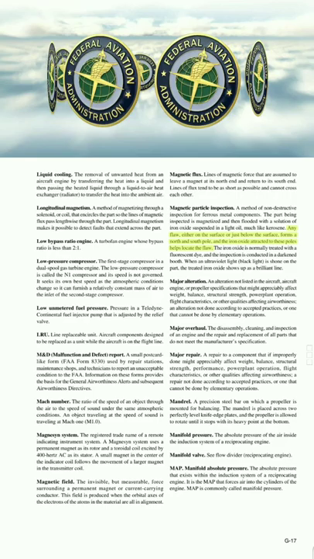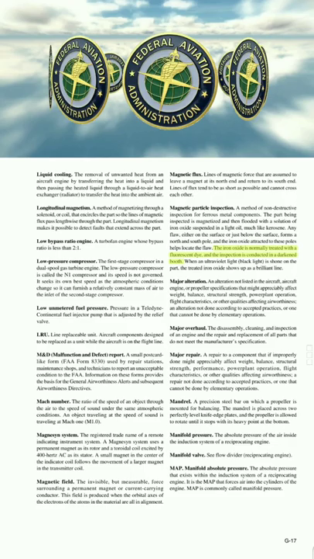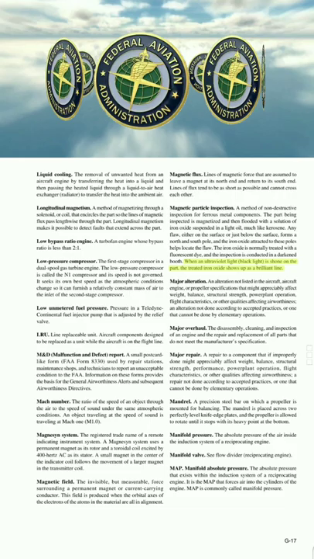The iron oxide is normally treated with a fluorescent dye, and the inspection is conducted in a darkened booth. When an ultraviolet light, blacklight, is shone on the part, the treated iron oxide shows up as a brilliant line. Major alteration.